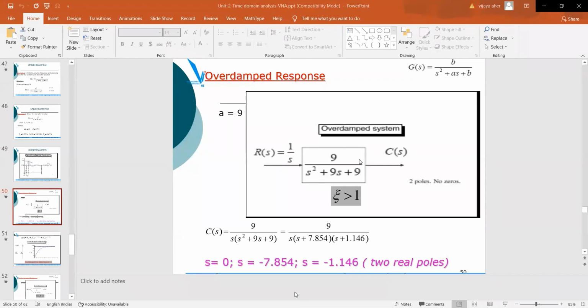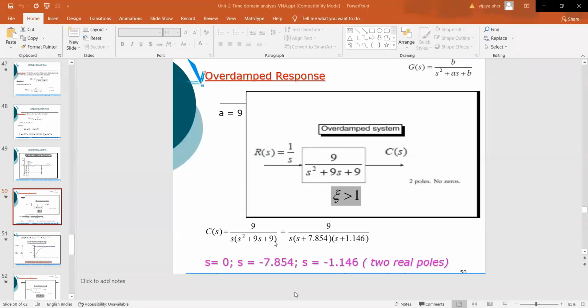Now this is the equation for the transfer function of the process. The input is a unit step input, and C of S is the output. The transfer function is the ratio of the Laplace of output to the Laplace of input, so C of S divided by R of S is the transfer function. So C of S is equal to the transfer function into the input R of S, which is 1 by S. So your equation for output C of S is equal to 1 by S into 9 divided by S square plus 9S plus 9.